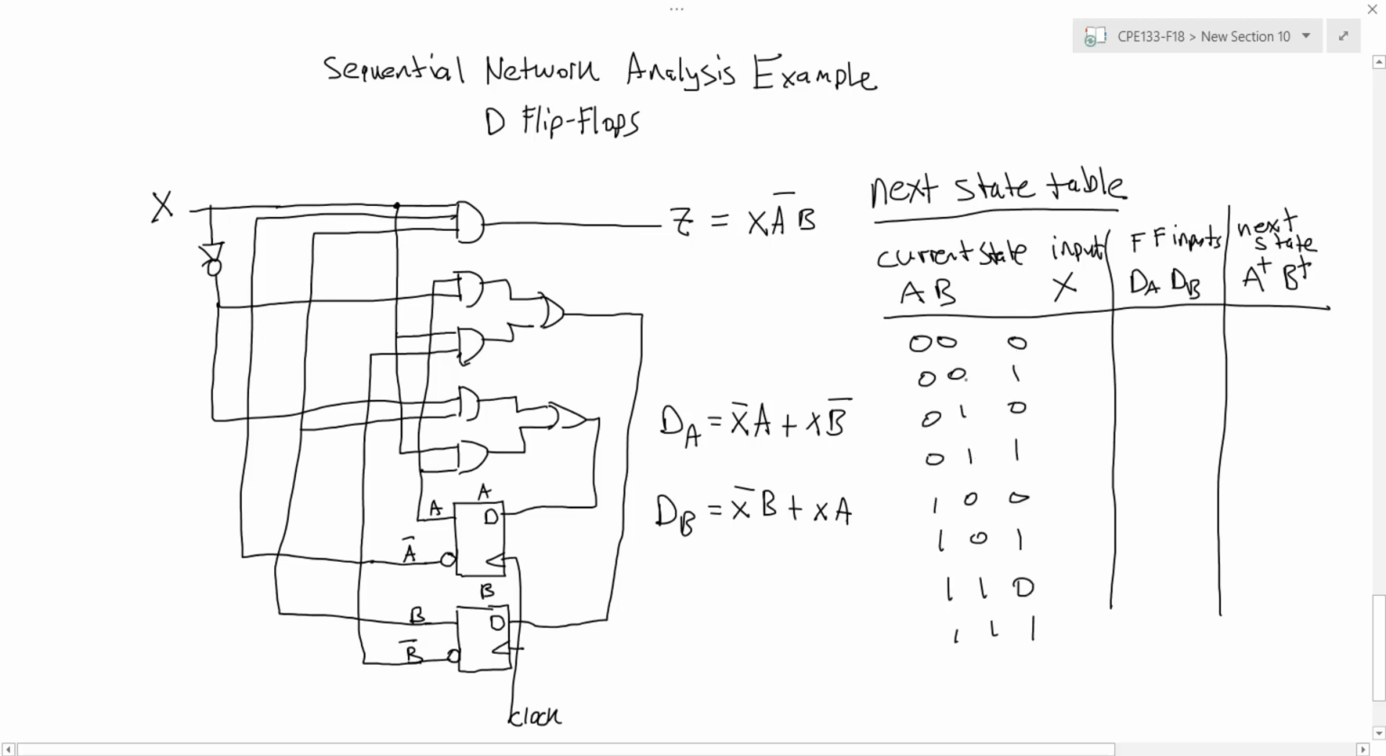Okay, so our flip-flop inputs, we've already written the Boolean expressions for, so we know that DA is a 1 when A is 1 and X is 0, or when B is 0 and X is 1. And for DB, we have a 1 when X is 0 and B is 1, or when X and A are both 1.